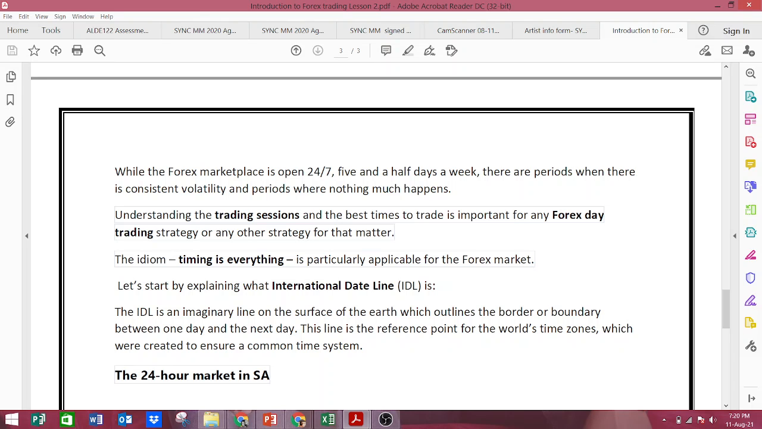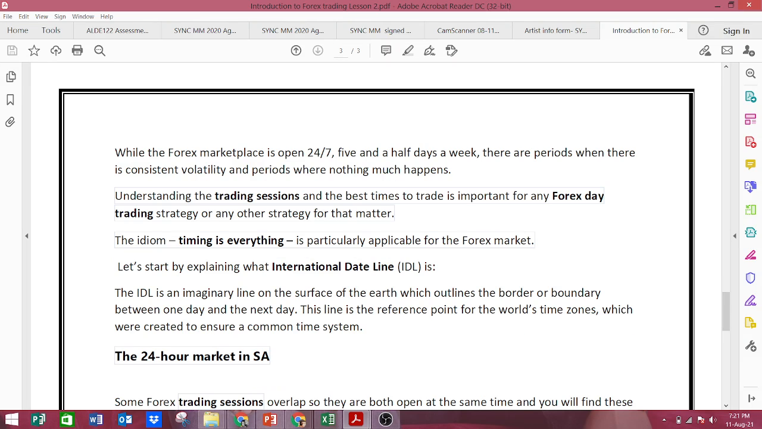Understanding the trading sessions and the best times to trade is important for any forex day trading strategy, or any forex trader, or any other strategy for that matter. The idiom "timing is everything" is particularly applicable for the forex market. Let's start by explaining what the international date line is, which is the IDL. The IDL is an imaginary line on the surface of the Earth which outlines the boundary between one day and the next day. This line is the reference point for the world's time zones, which were created to ensure a common time system.